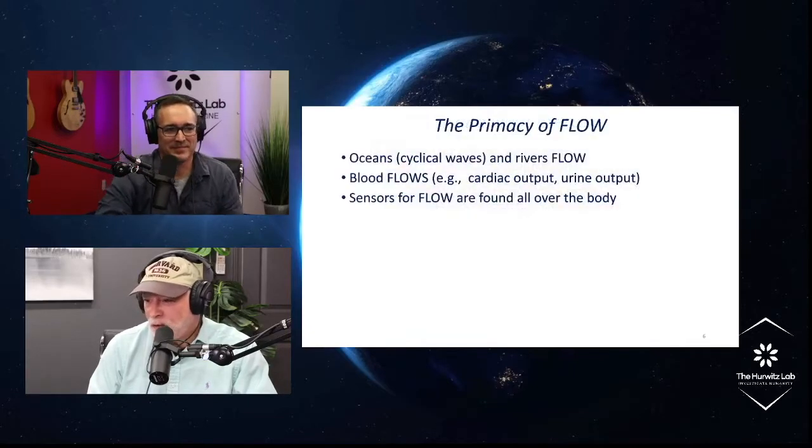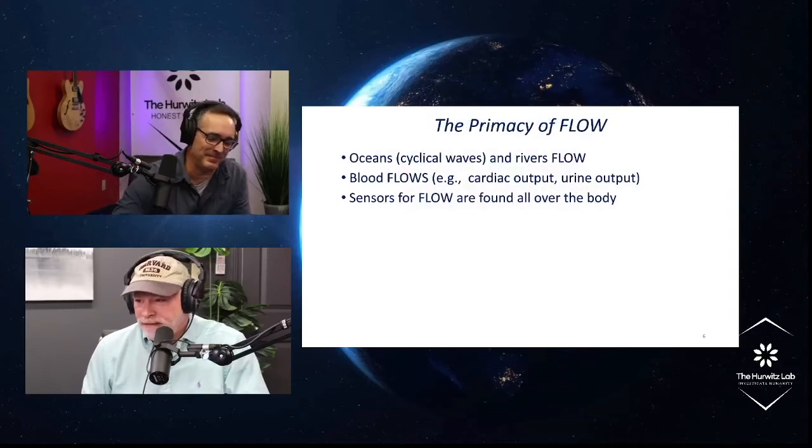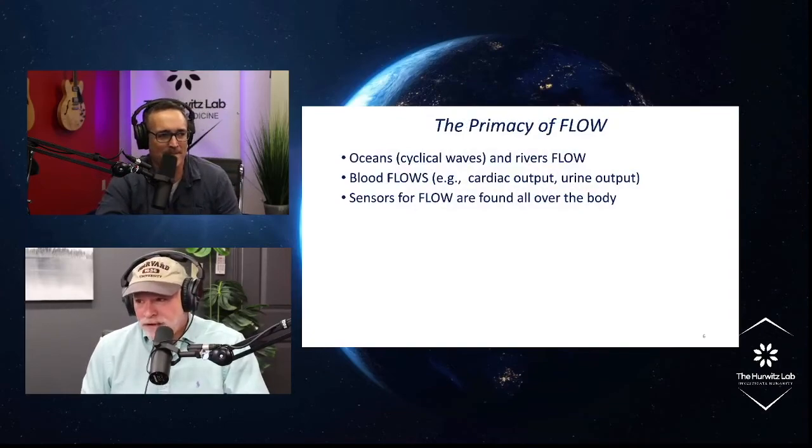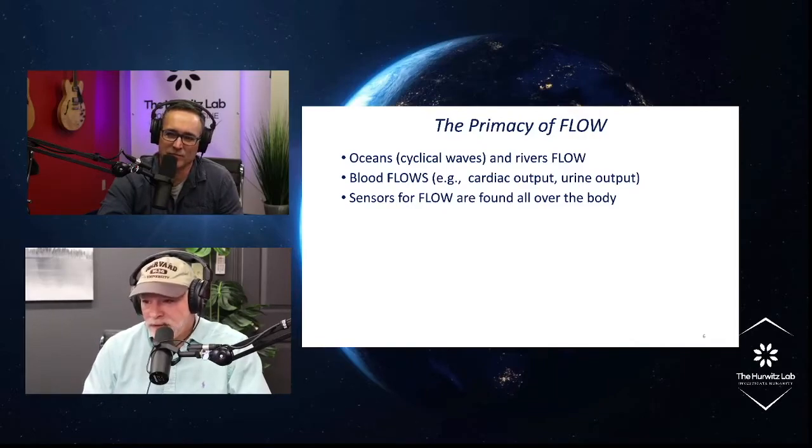Okay. So this leads us to the primacy of flow. So in our world, oceans and rivers flow, blood flows, the cardiac output and urine output are both flows. And there's sensors for flow all over the body.